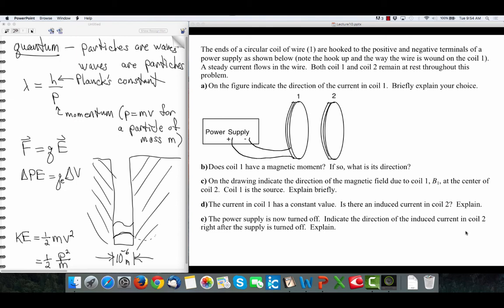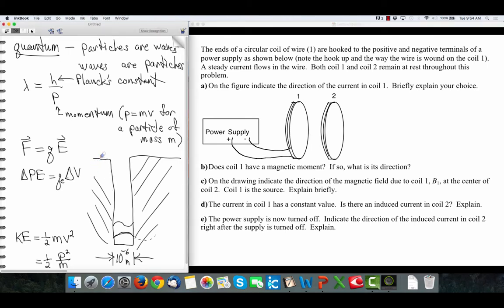The ends of a circular coil of wire, coil number 1, that's the one on the left here, are hooked to the positive and negative terminals of a power supply, as shown below. Note the hookup and the way the wire is wound on coil 1. Well, there are different ways of thinking about this. If I look at this, the positive side of the power supply is hooked up here, the negative side is hooked up there, and it looks like the wire goes around like that.